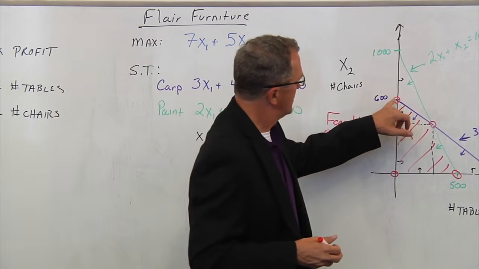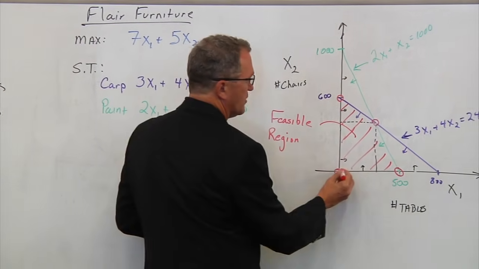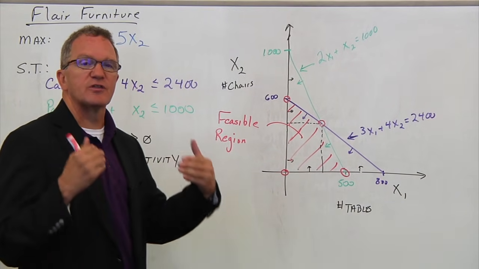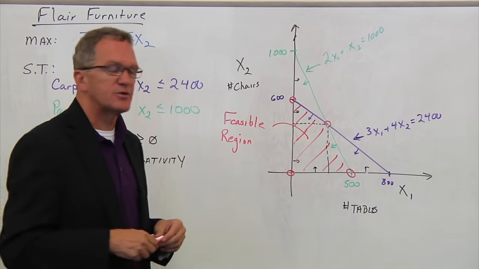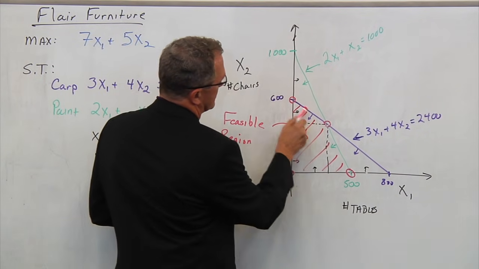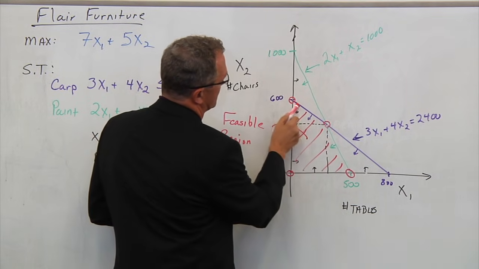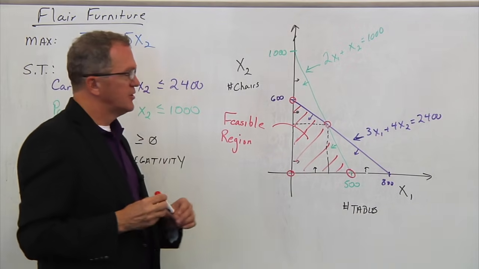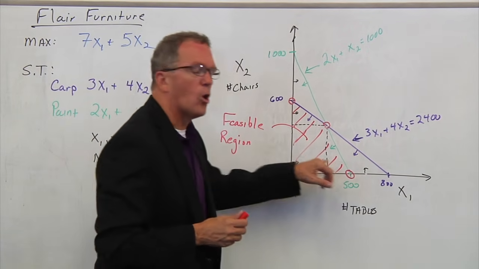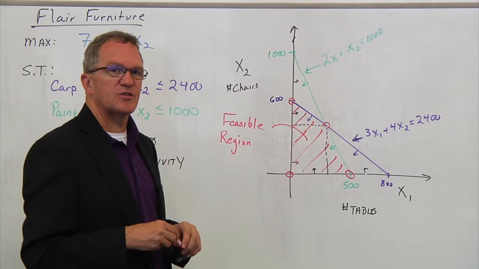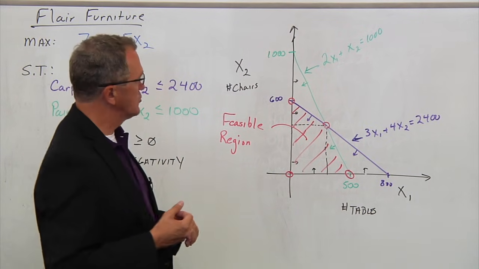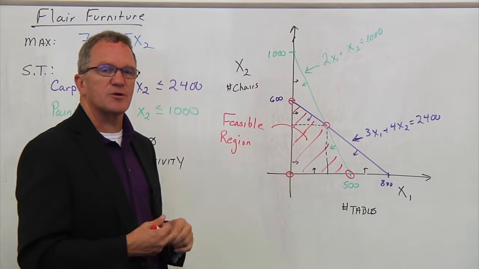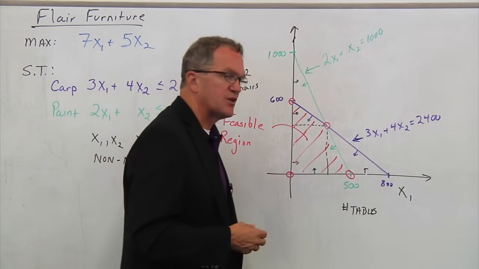Where I have a corner point where 2 of my resources are maxed out, I've used the most of 2 different resources. In between this point and this point, I've only maxed out carpentry. So at a corner point, you've used more of multiple resources. So that's where your optimal solution will be. So what we want to do is find out what's the profit at each of our corner points, and then we'll pick the corner point that gives us the greatest profit.